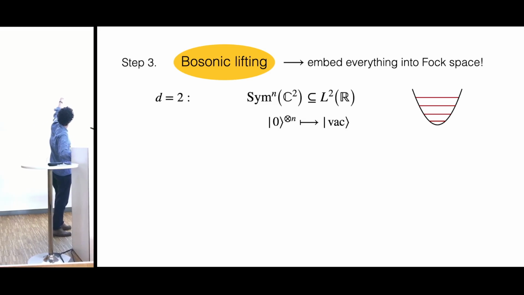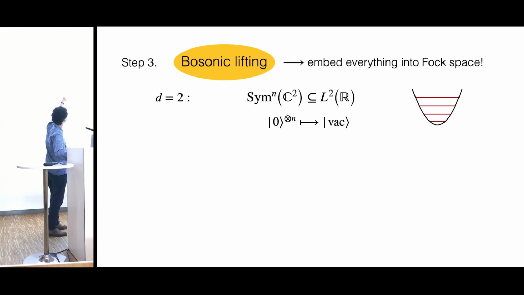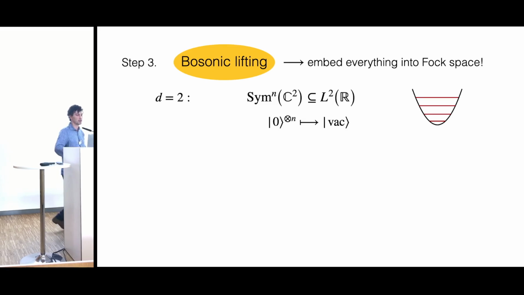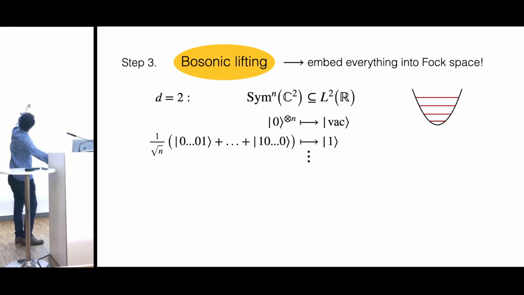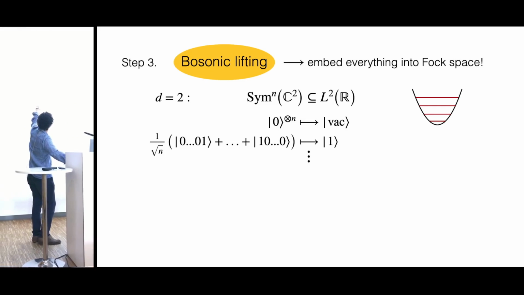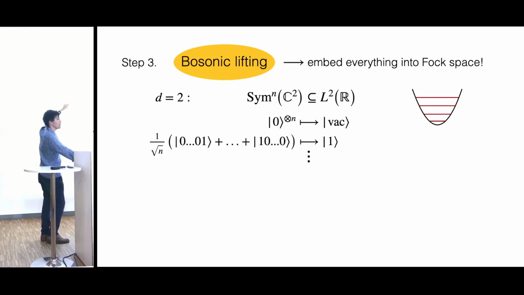Okay, so now there's this embedding of all of the symmetric subspaces into the Fock space of a single mode, as physicists would say. So, essentially a harmonic oscillator. And the embedding works like this: you embed 0 tensor n into the vacuum, and then the state with one excitation into ket 1, and so on and so forth.